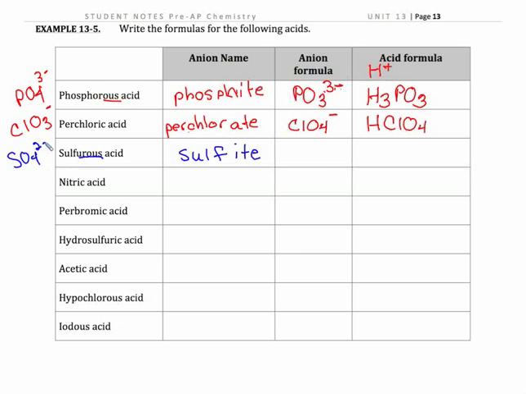Sulfate is SO4 2 minus. Sulfite, therefore, must be one less oxygen, right? Ite is 1 less oxygen than ate. I need 2 H pluses to balance out those 2 negatives. So it'd be H2SO3. Okay.